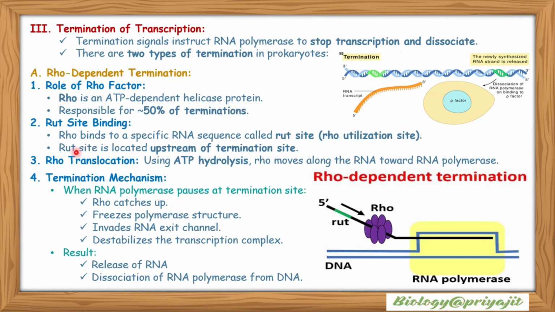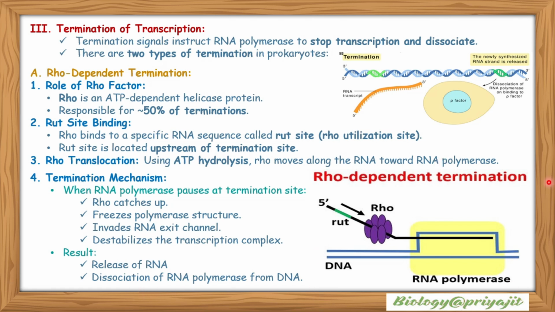Rut site binding: rho binds to a specific RNA sequence called the rut site, also known as the rho utilization site. The rut site is located upstream of the termination site. Rho translocation: using ATP hydrolysis, rho moves along the RNA towards RNA polymerase. So what is the termination mechanism? When RNA polymerase pauses at termination sites, rho catches up, it contacts the polymerase structure, invades the RNA exit channel, and destabilizes the transcription complex. The result is release of RNA and dissociation of RNA polymerase from DNA.